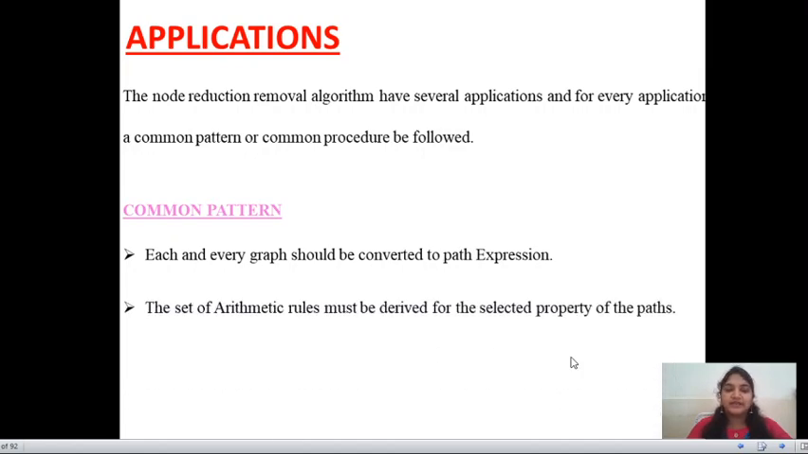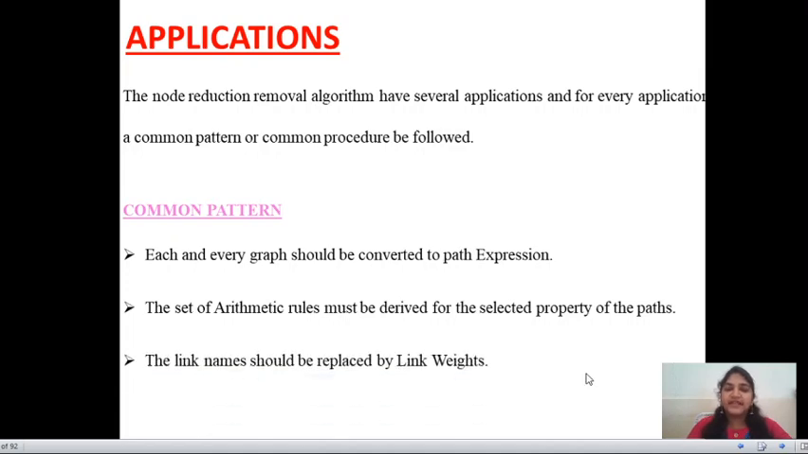in an application. Second one is that a set of arithmetic rules must be derived. There are some rules which are to be derived for the selected property of the path. So follow those rules. The first one is converting the graph into a path expression, and the second one is that a set of arithmetic rules must be derived for the selected property of the path.